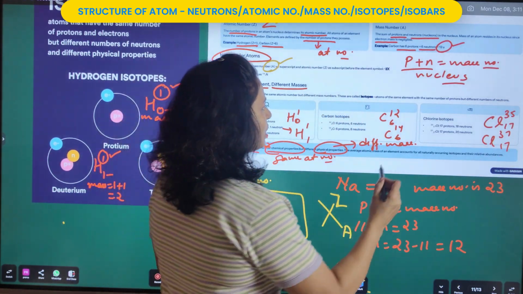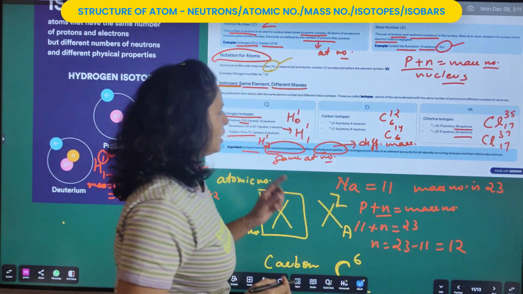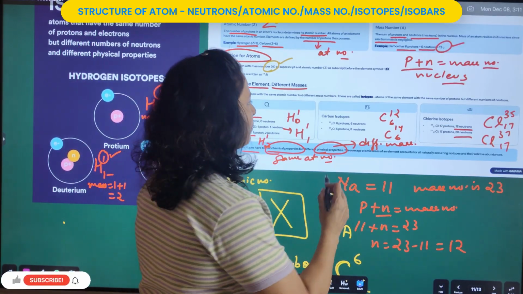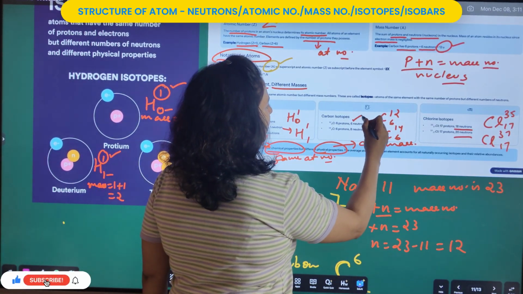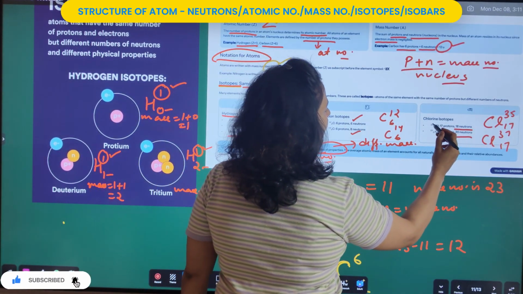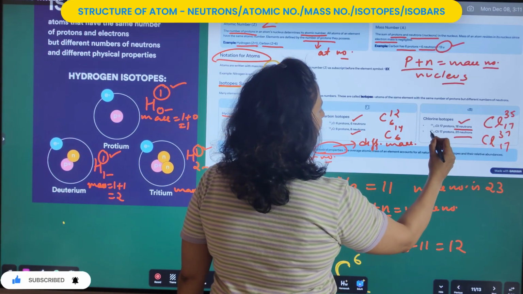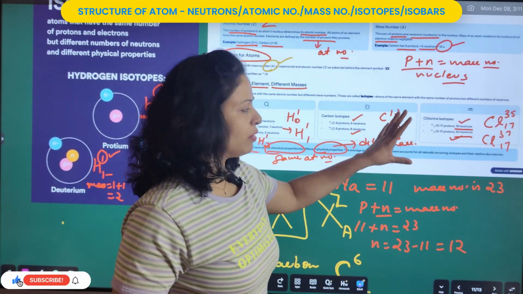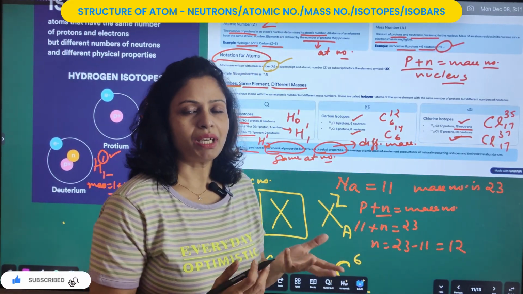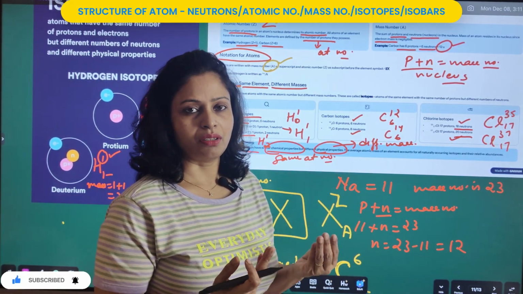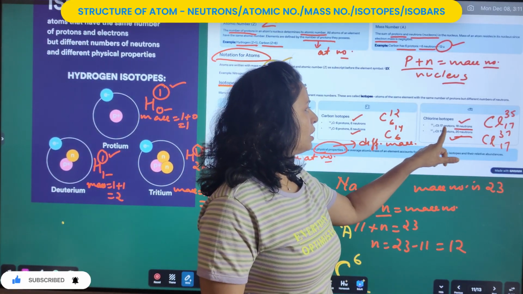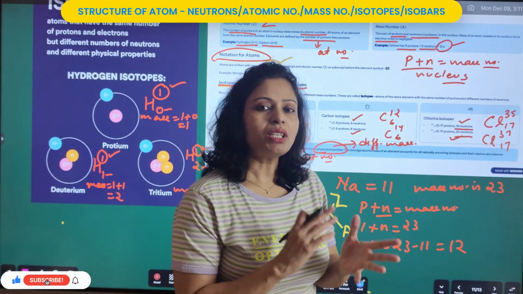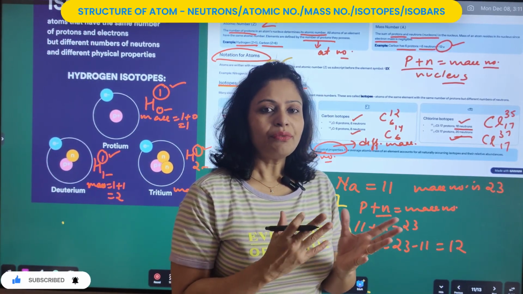Here the neutrons will differ. When you see isotopes, they have different neutrons. The protons will be the same but the neutrons will differ. Here carbon has 6 neutrons and 8 neutrons, and chlorine 35 has 18 neutrons and chlorine 37 has 20 neutrons. So when you have isotopes, their atomic mass cannot be a single number. We can't consider the atomic mass as 35 or as 37, because in nature they are present in different percentages.